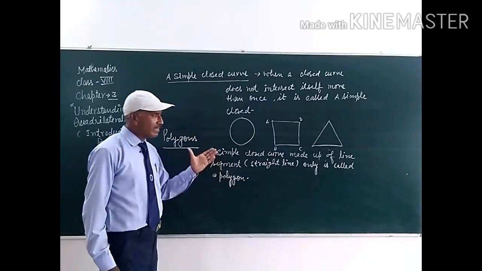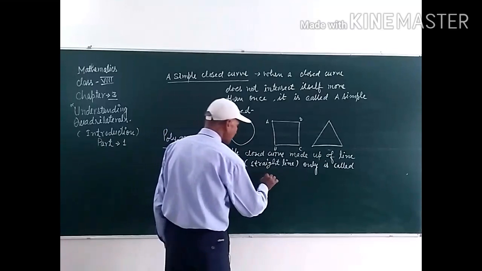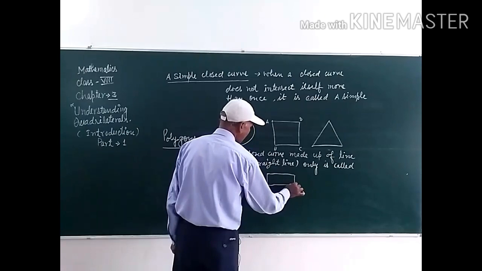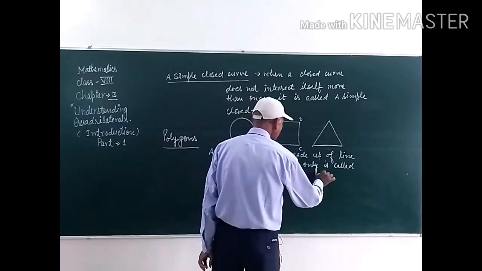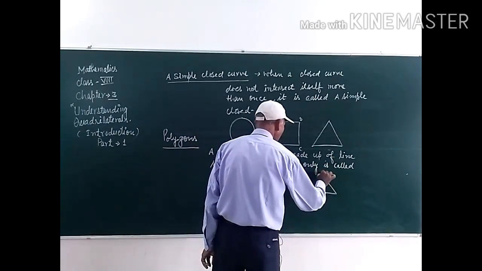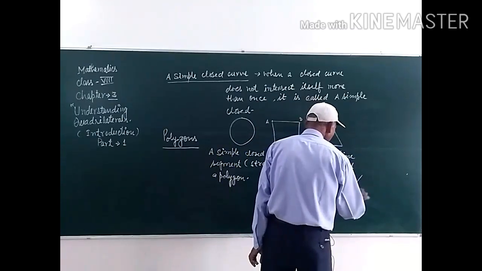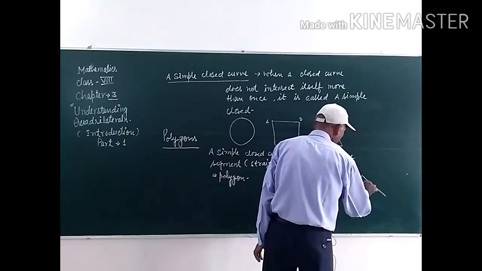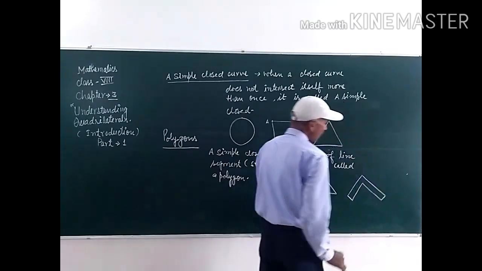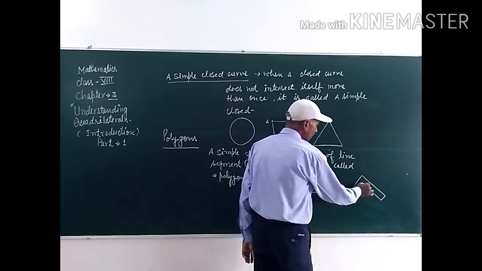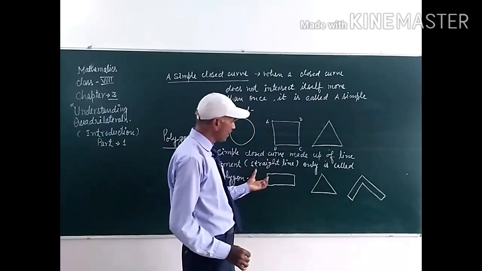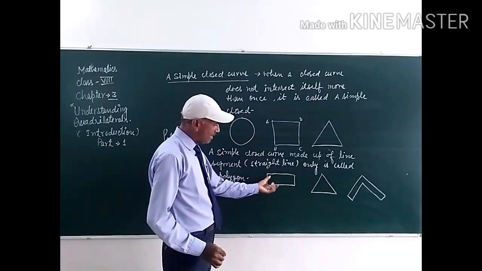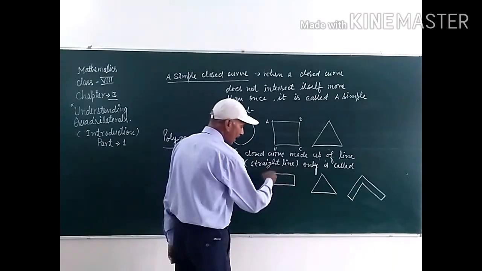Clear, student? So examples of polygon: this one is a polygon. This figure is a polygon, student. This is also a polygon. This is also a polygon, student, because these figures are closed figures and simple closed curves, made up of line segments only.